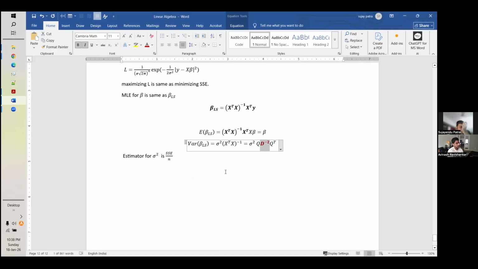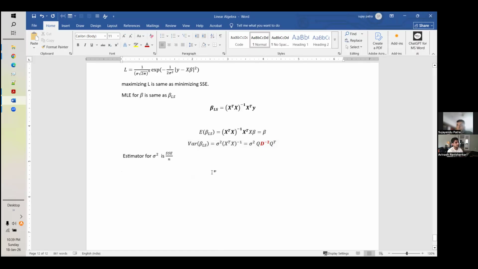Now D power minus 2 means that I had a diagonal matrix D of the singular values, and individually, for all the diagonal elements, I'm doing 1 by d1 square, 1 by d2 square, and so on. Now, if one of the di's is very large, let's say 100, then 1 by d square will be 1 over 10,000. That's very small, which means that the variance is very small in that coordinate. So that's a very good thing for us.